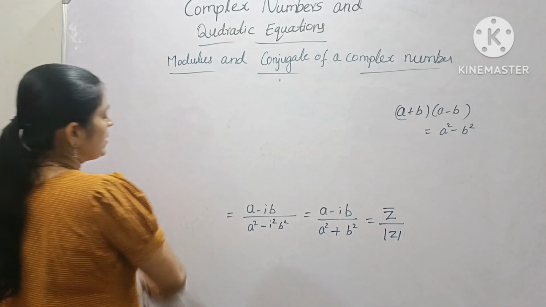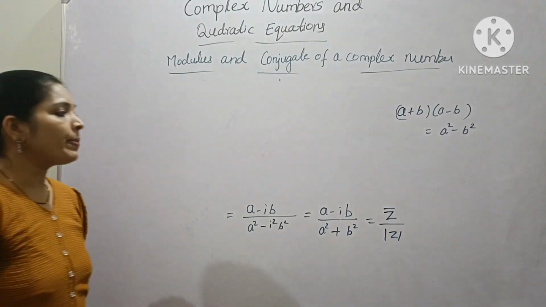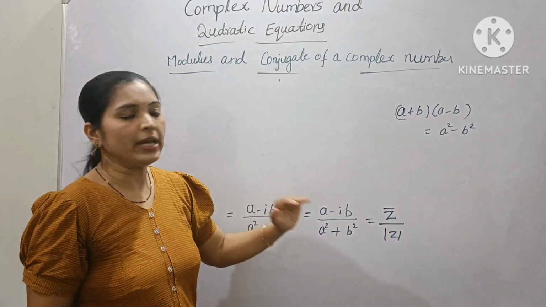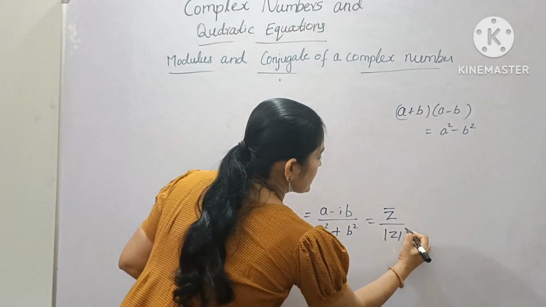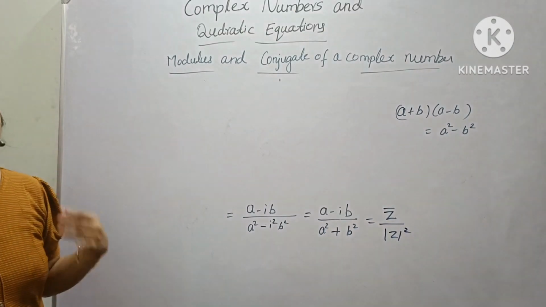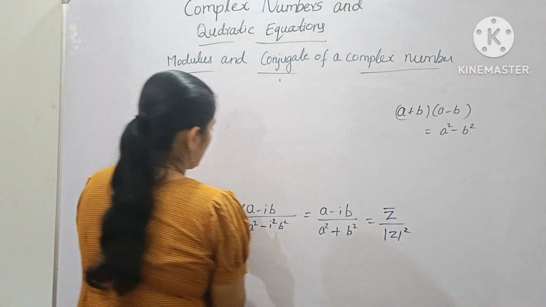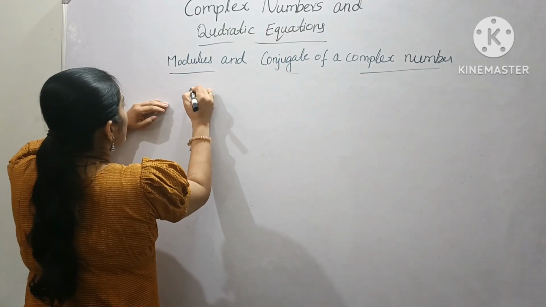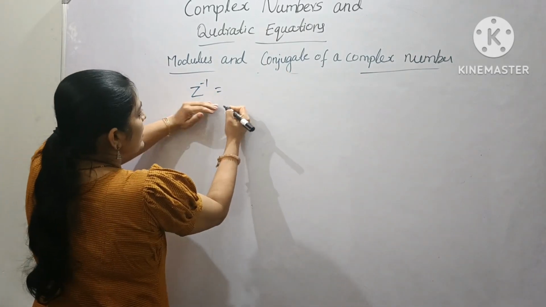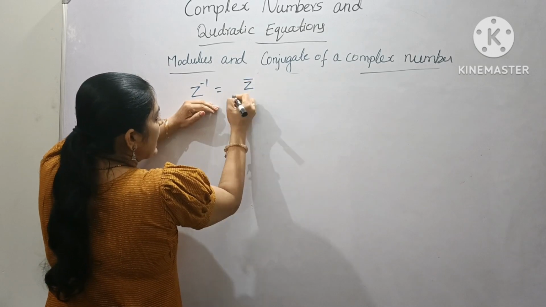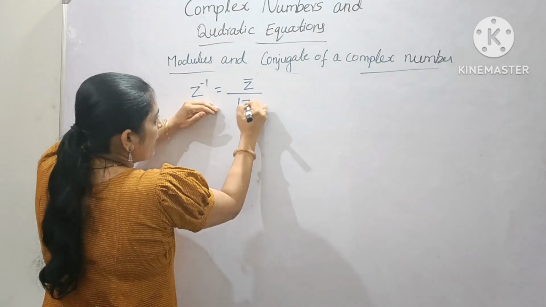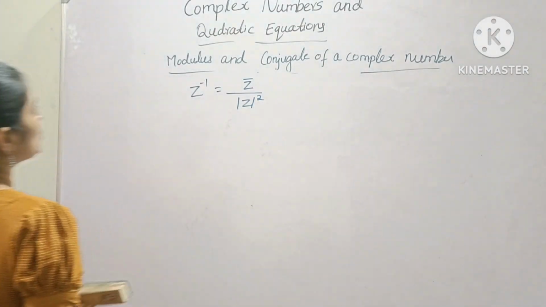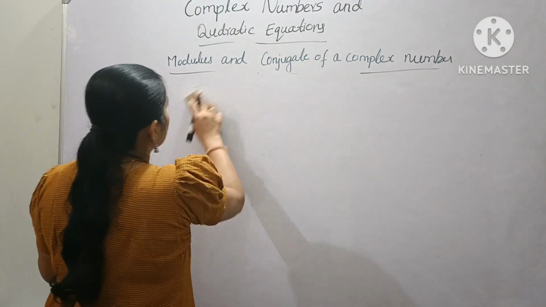So remember, multiplicative inverse of a complex number is nothing but conjugate of the complex number divided by square of modulus of z. Very important. Remember this one. z inverse is equal to conjugate of z divided by square of modulus of z. Now let us go through some questions.